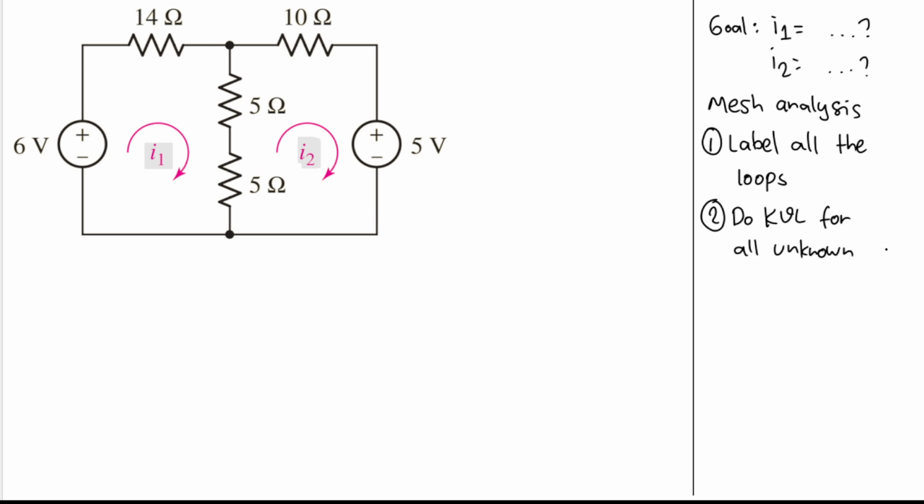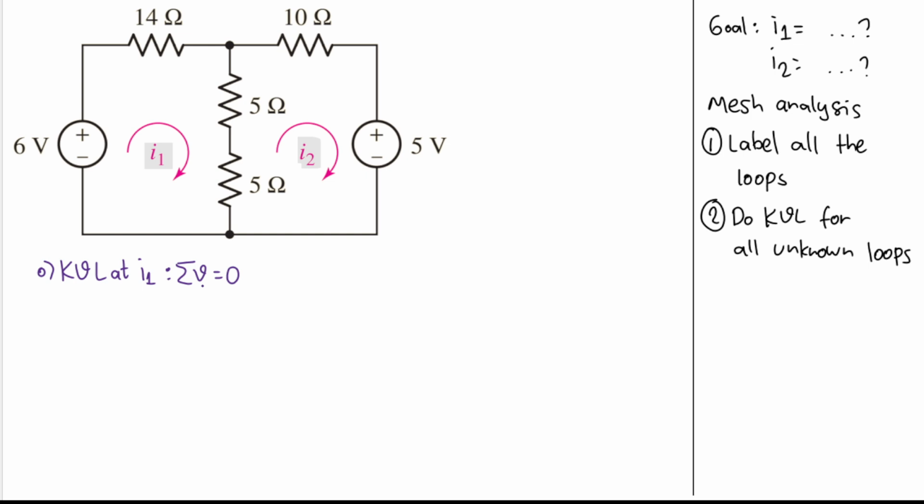Okay, we already know that I1 is unknown and I2 is unknown too. So we need to do KVL for both of the loops. Okay, let's do exactly that. The first one will be KVL at loop I1. What does KVL say? KVL says that the sum of the voltage in a loop will equal 0, right?